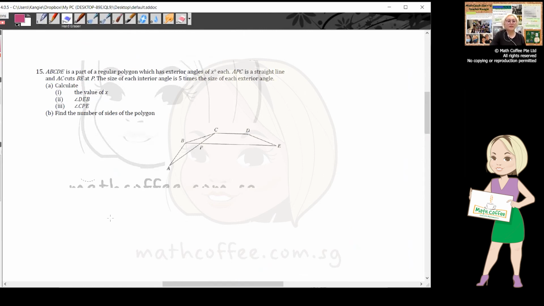Okay, same thing. This is another diagram, wait, the diagram has no numbers. Okay, they say it's a regular polygon which has an exterior angle of x. APC is a straight line and AC cuts at P. The size of each interior angle is 5 times the size of its exterior angle. Calculate the value of x.